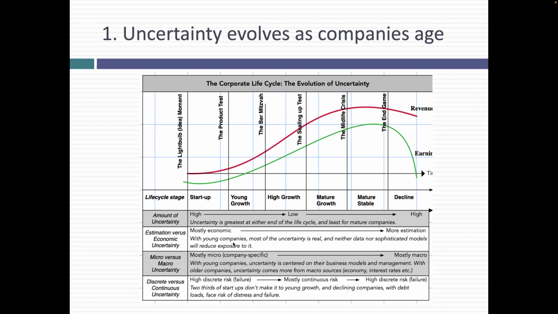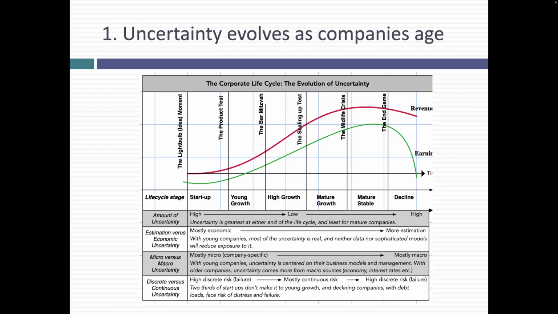Early on, you're going to face mostly economic uncertainty. Why? Because you know what estimation uncertainty, there's nothing there to estimate for your company. It's all about what will the market look like, what will the total addressable market be, what will their market share be. There'll be a lot of micro uncertainty, right? Because your company has to be managed, right? It's got to build a business model. And a lot of discrete uncertainty.